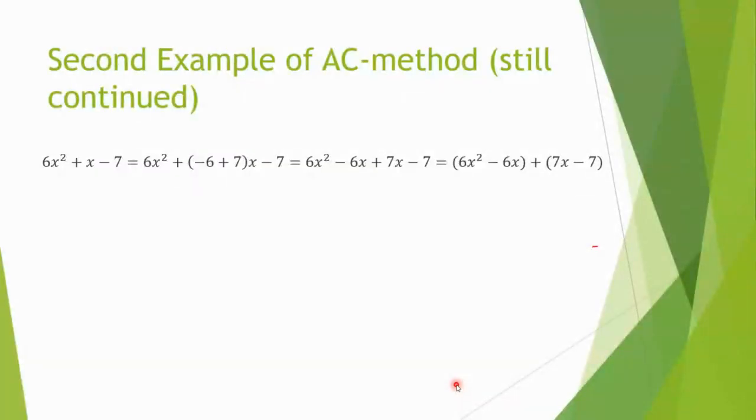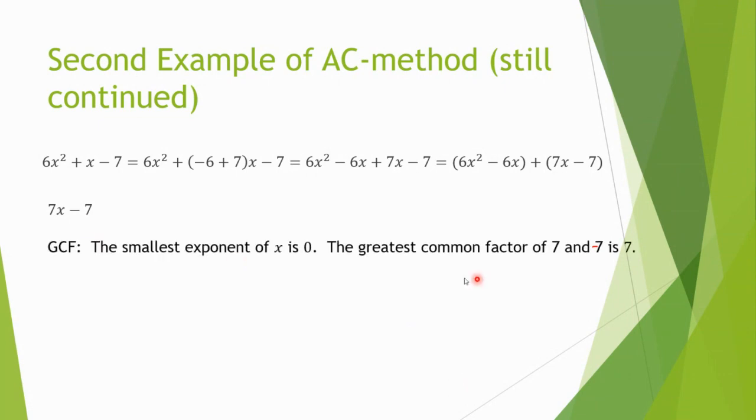So let's handle that. Well, it's just like before. There's a non-zero constant term. So the greatest common monomial factor of this is not going to have an x in it. 7 and negative 7, they have the same factors. If you were to list them, you would get just 1 and 7.